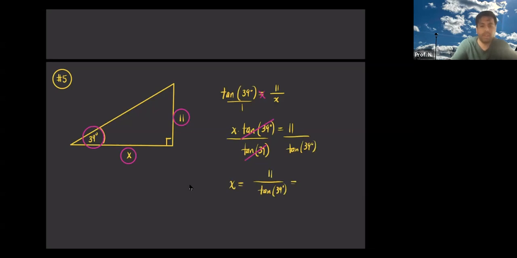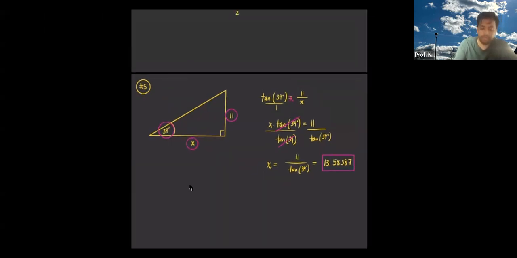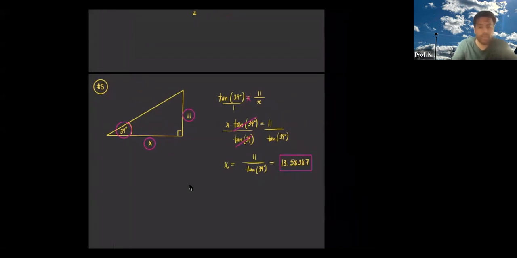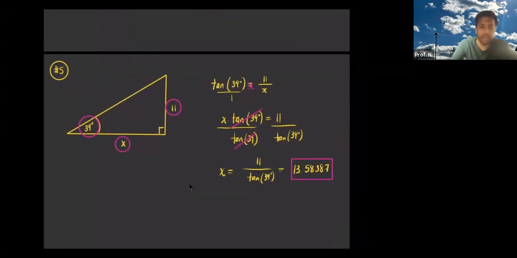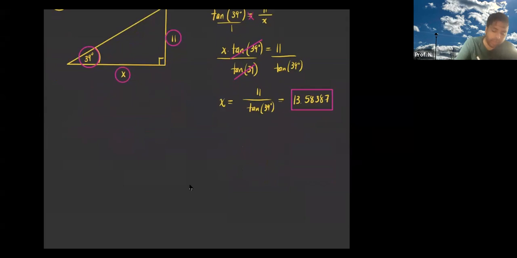You put this in your calculator and you should get a decimal answer, right? And I get 13.58387. They say round to the nearest 5 decimal places. So those are my 5 decimals. And that's how you do this one, right? You just find the trig ratio and then use your calculator to find the value. That's number 5. Number 6 and number 7 are similar. So I'll just do number 6, and then you can try your hand at number 7.